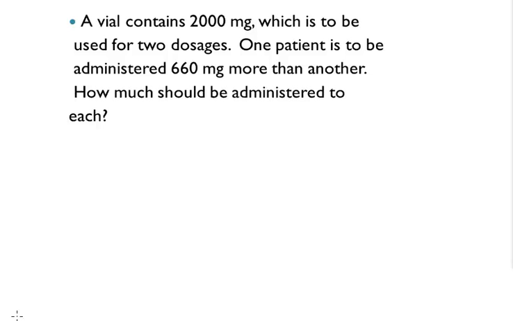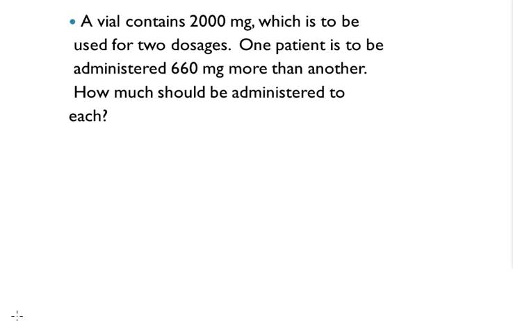Our first word problem. First we want to read the problem. A vial contains 2,000 milligrams, which is to be used for 2 dosages. One patient is to be administered 660 milligrams more than the other. How much should be administered to each?